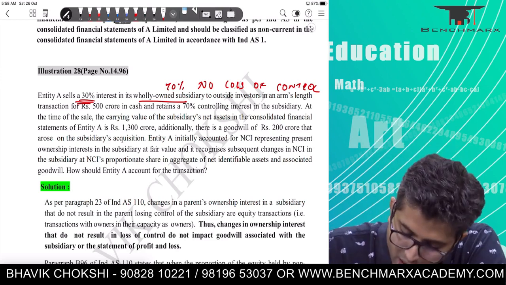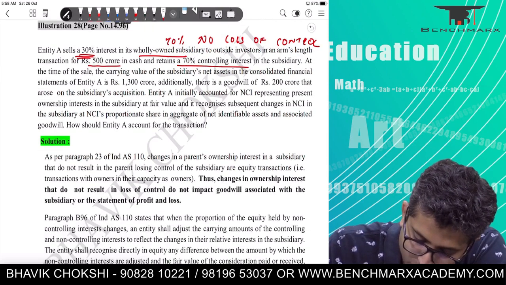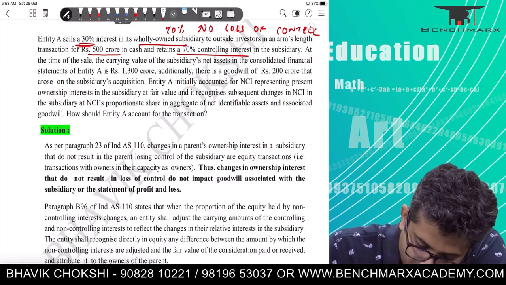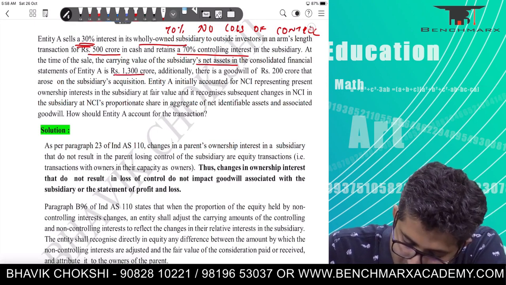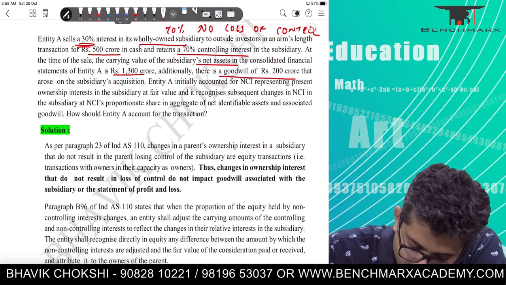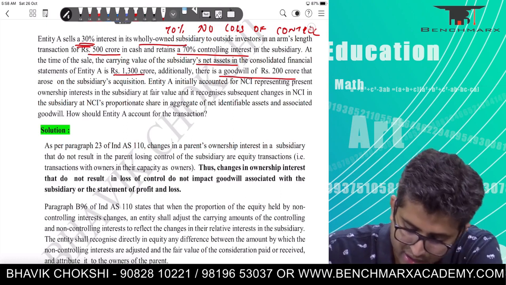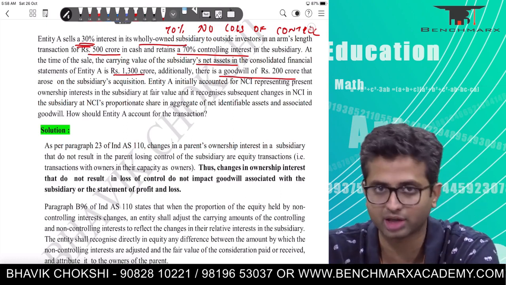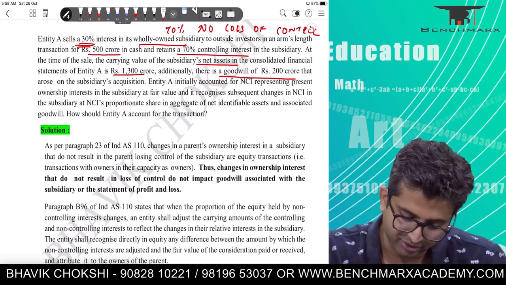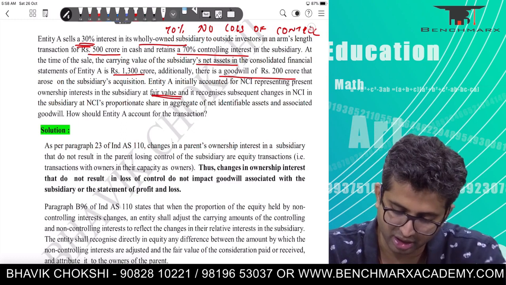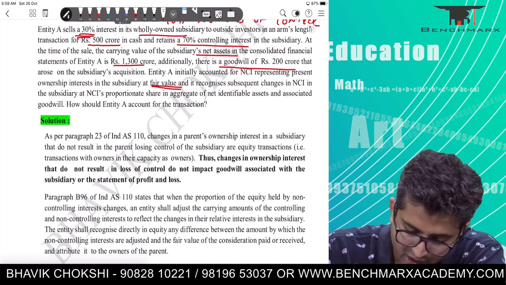it will be shown as other equity. At arm's length transaction for rupees 500 crores in cash, and retains a 70% controlling interest in the subsidiary. At the time of sale, the carrying value of the subsidiary's net assets in the consolidated statements is 1300, and additionally there is a goodwill of 200 that arose on the subsidiary's acquisition. Okay, so that is 1300 and 200 of goodwill appearing in the books. That is the total carrying value of the subsidiary. Entity A initially accounted for NCI representing the present ownership at fair value, and it recognizes subsequent changes in NCI as proportionate. How should A account for the transaction?